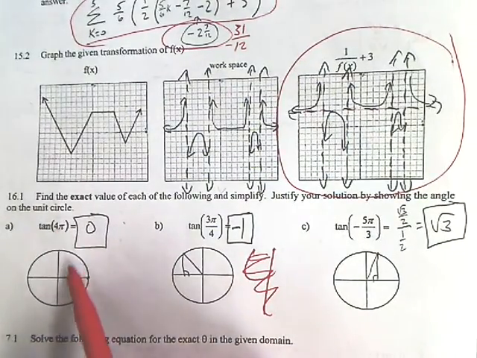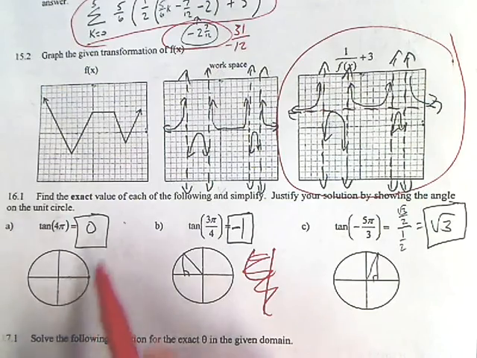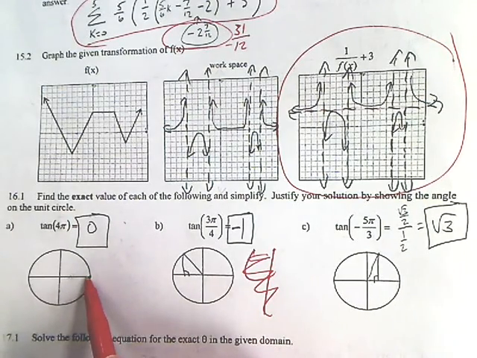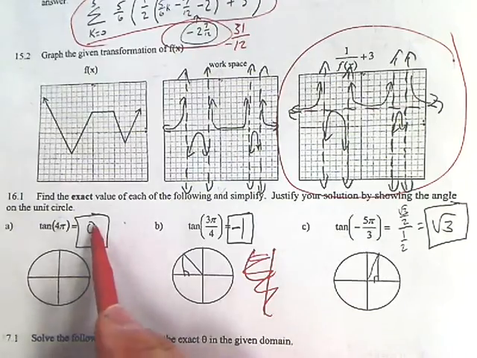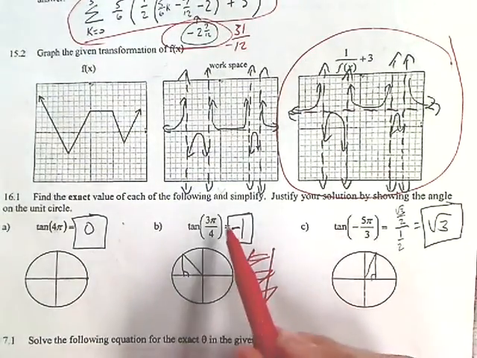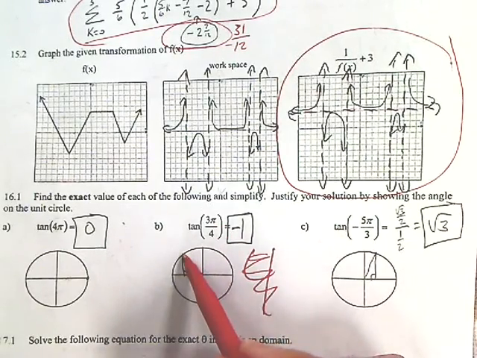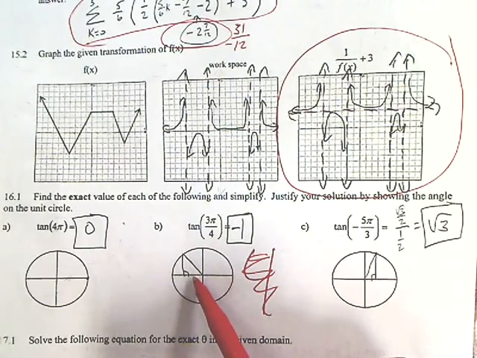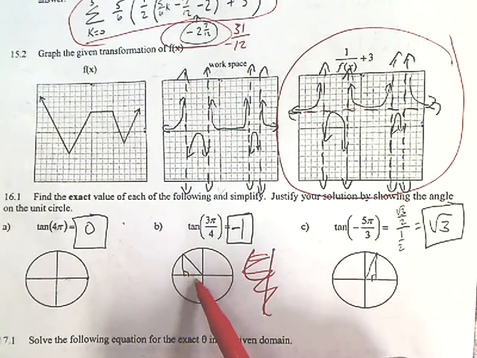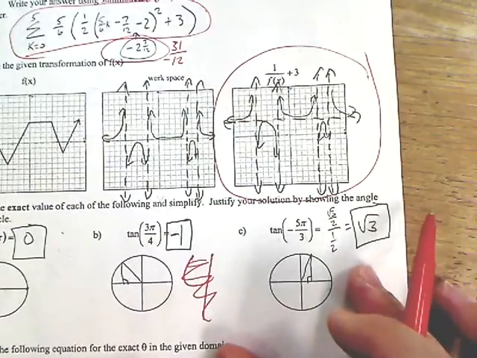Tangent of 4 pi. There's 2 pi, another time all the way around. So the tangent is just the sine over the cosine. The sine is 0, cosine is 1, so that's 0 over 1, 0. Next, 3 pi over 4. So that means this is square root of 2 over 2, square root of 2 over 2, but this one's negative. So anything divided by itself is 1, and one of them is negative, so it's -1.